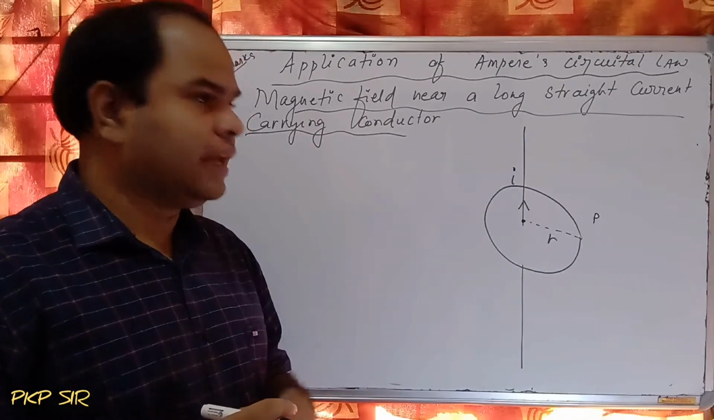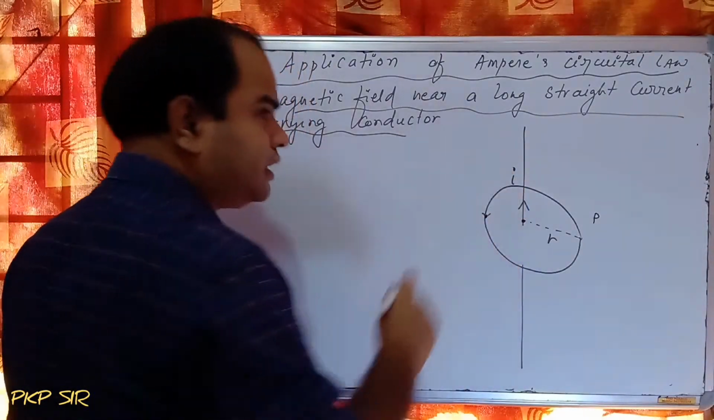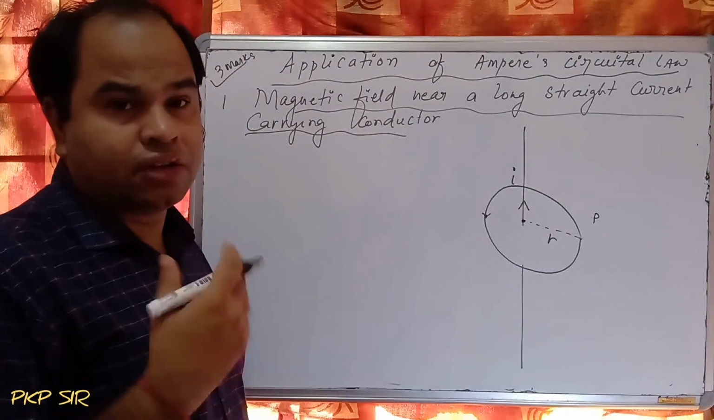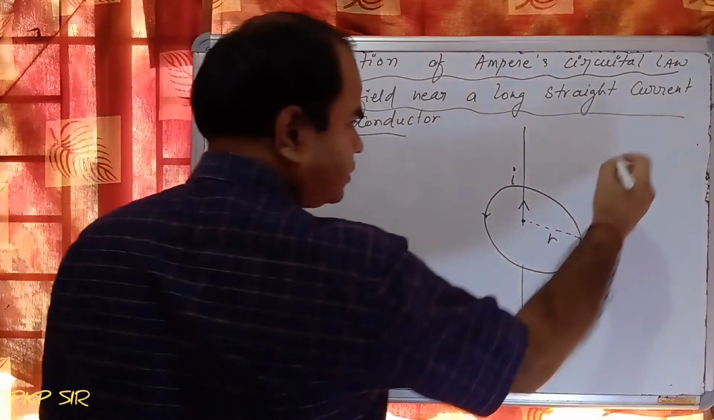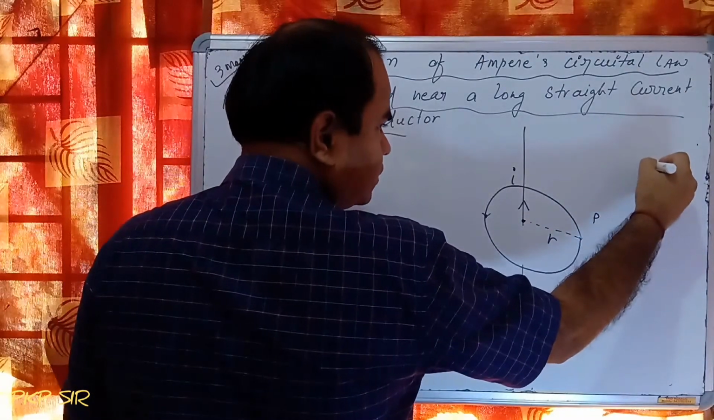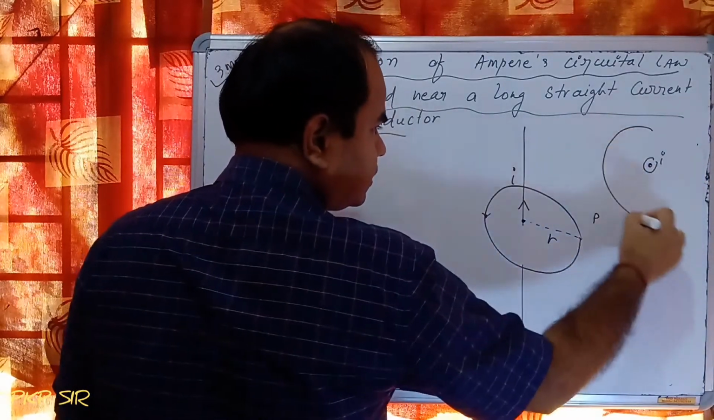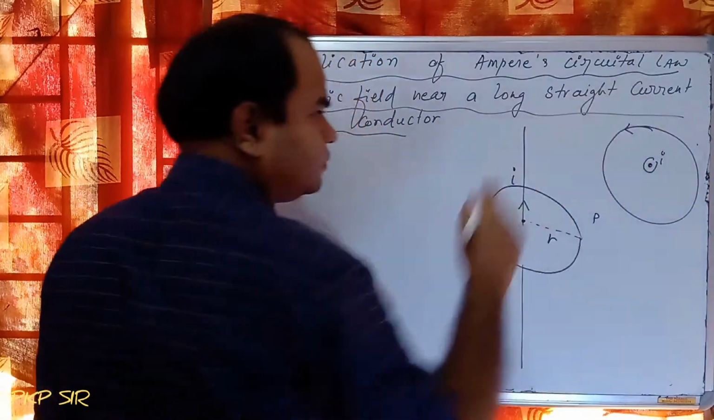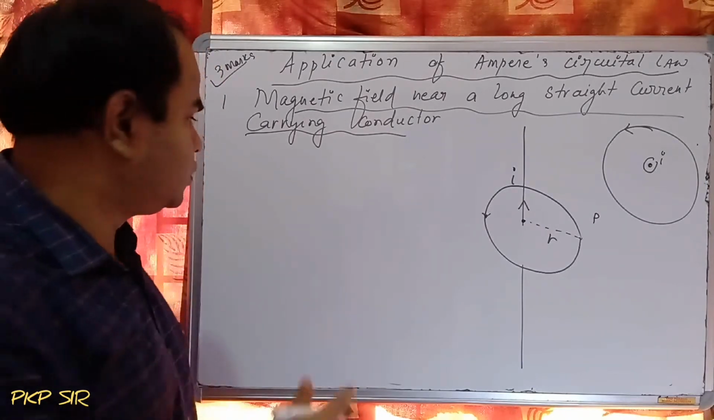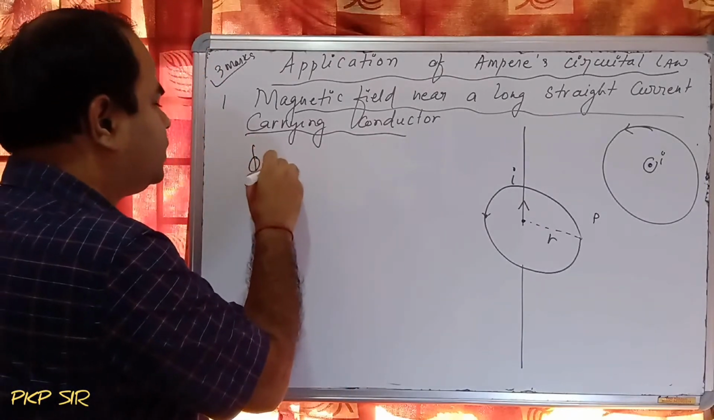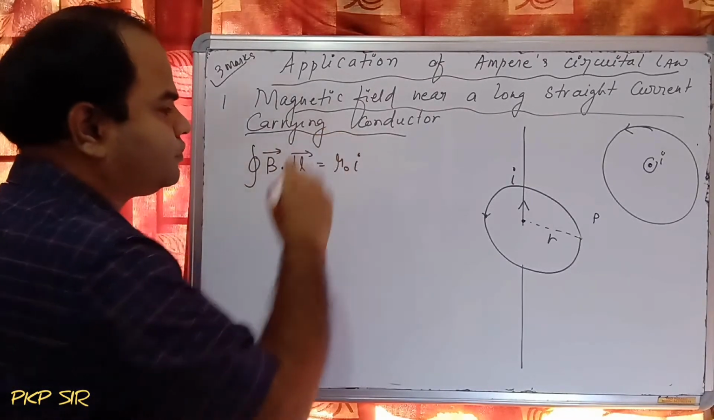Again, let us consider this circle in anti-clockwise direction, so anti-clockwise circulation is assumed positive. So this is the cross-sectional view, if this is the current carrying conductor. So let us use Ampere's circuital law, that is closed integral of B dot dl is equal to mu naught I net.